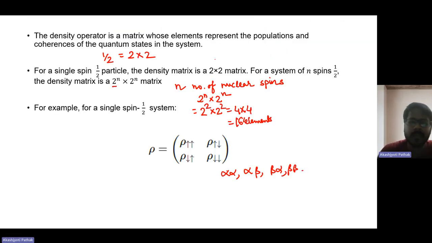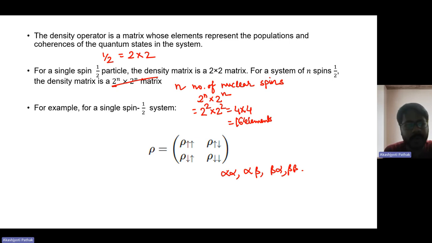Yeah, we looked into this. So how will this density operator look like? Spin up, spin up; spin up, spin down; spin down, spin up; and spin down, spin down. So basically alpha alpha, alpha beta, beta alpha, beta beta. Remember this one? This 2 to the power n by 2 to the power n matrix.